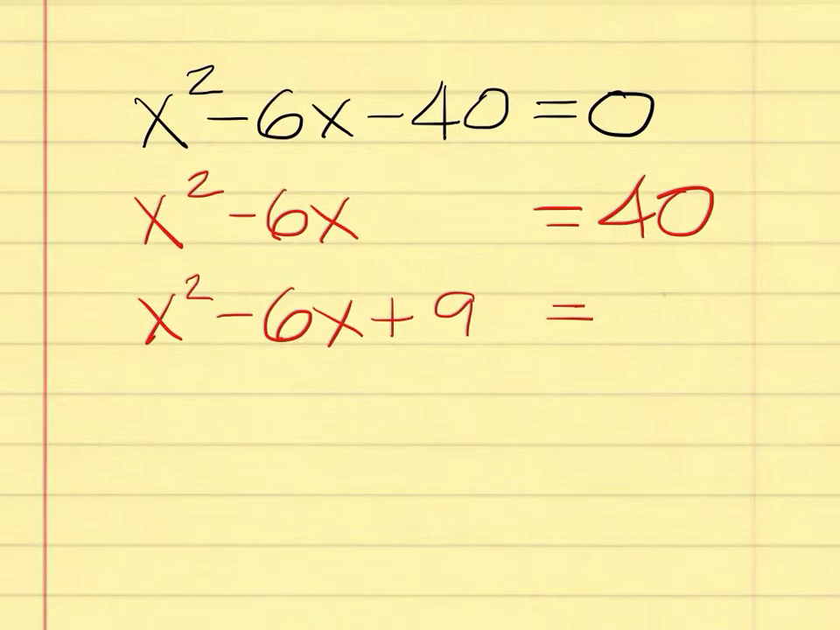Darnell, what do I put on the right-hand side? You have that 40 over there, and you do 40 plus 9. 40 plus 9 is right. Okay, what is my next step? We'll start over. What is my next step, Darnell?